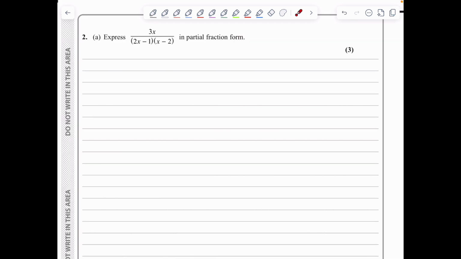In 2a, we are asked to express 3x over (2x minus 1) times (x minus 2) in partial fraction form. So we'll start by decomposing the expression we were just given. So we've got 3x over (2x minus 1)(x minus 2), which I will express as a constant a over 2x minus 1 plus another constant, say b, over x minus 2.